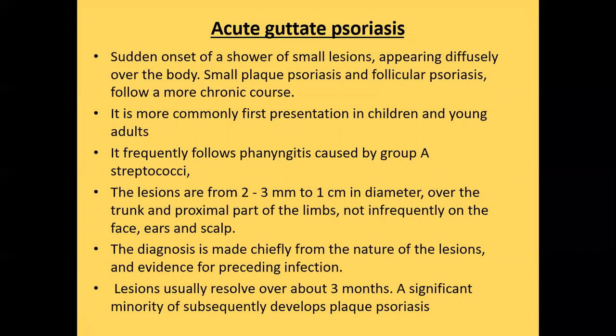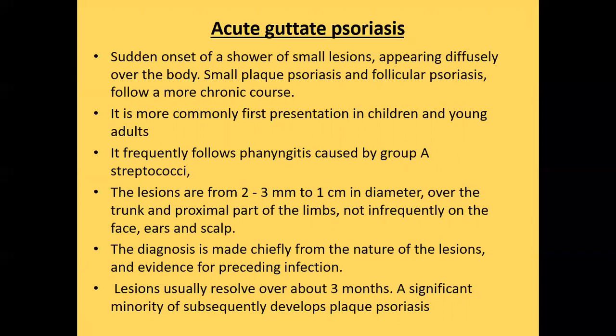Acute guttate psoriasis may be the first presentation in children and young adults. It frequently follows pharyngitis caused by group A streptococci. The lesions are from 2 to 3 millimeters to 1 centimeter in diameter on the trunk and proximal limbs and infrequently on the face, ears, and scalp.